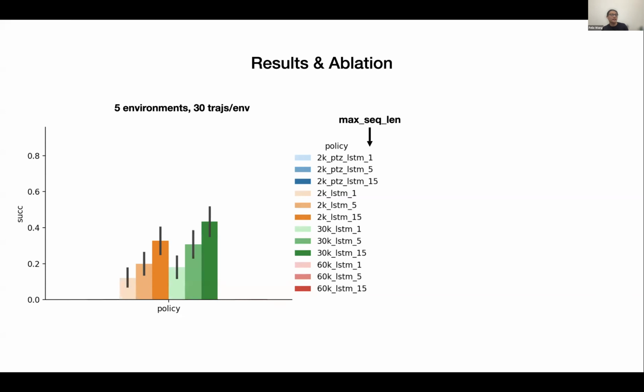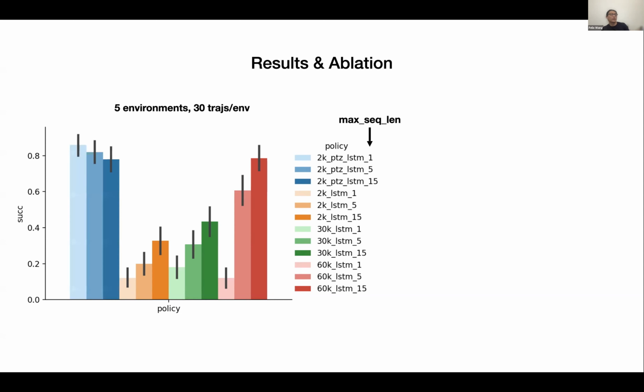If you increase the data to 30K, then the performance picked up a little bit. And then when you have 60K data, the performance is pretty good. Now, if we only use 2K data, but with PTZ, you still get pretty high performance with very, very little interaction data.